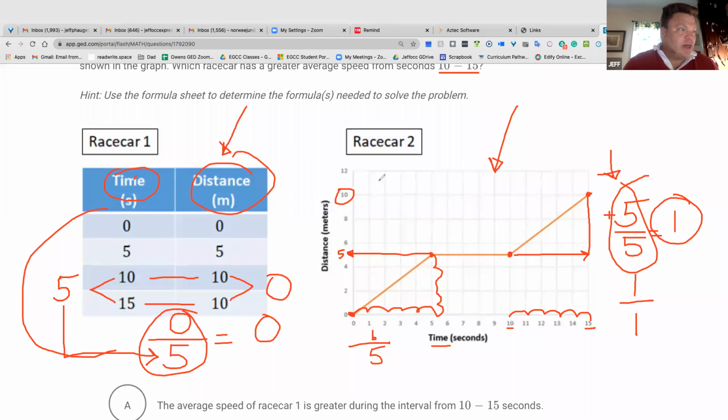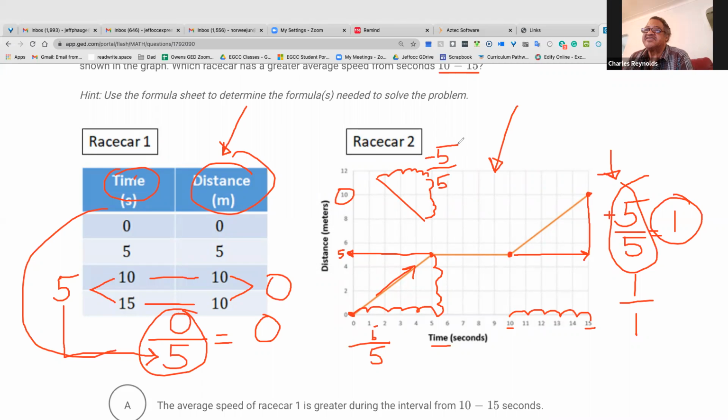Now, if the line had gone down instead of going up like this, we'd still do the same. 1, 2, 3, 4, 5. That would be our bottom number. And then it goes down 1, 2, 3, 4, 5, or whatever it is. Then that would make the top number negative. Negative, that's a fight for another day.